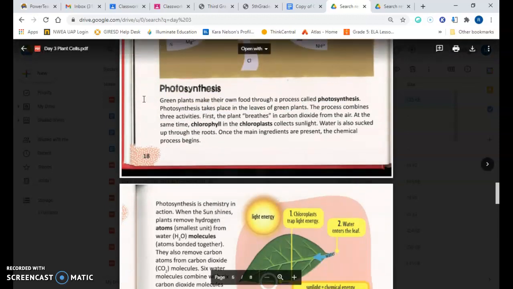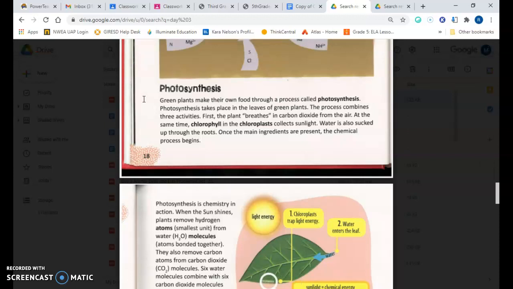Photosynthesis. Green plants make their own food through a process called photosynthesis. Photosynthesis takes place in the leaves of green plants. The process combines three activities. First, the plant breathes in carbon dioxide from the air. At the same time, chlorophyll in the chloroplast collects sunlight. Water is also sucked up through the roots. Once the main ingredients are present, the chemical process begins.